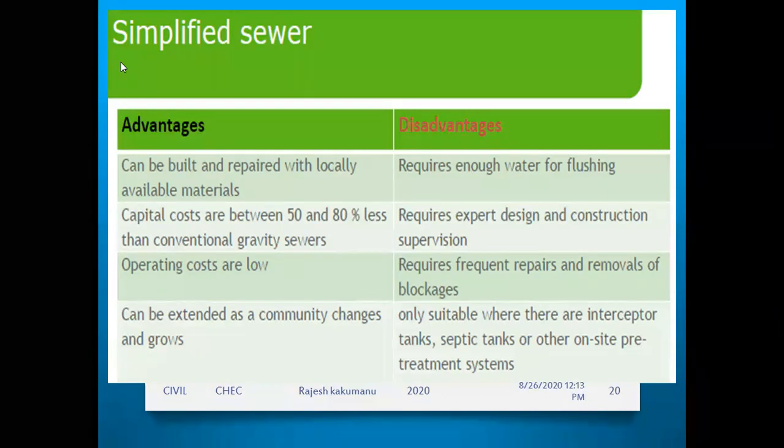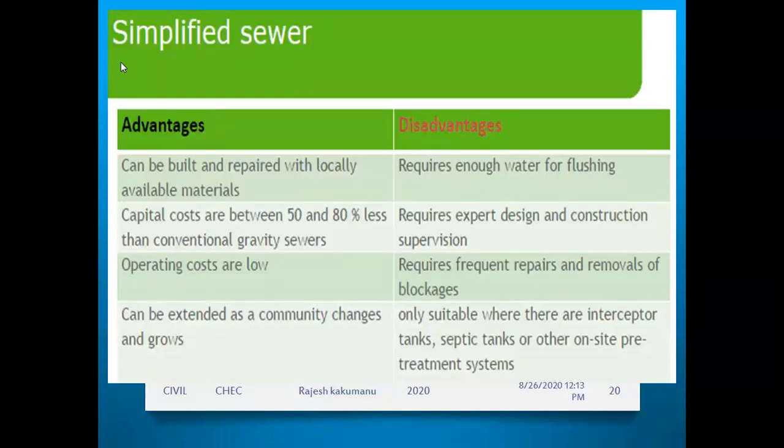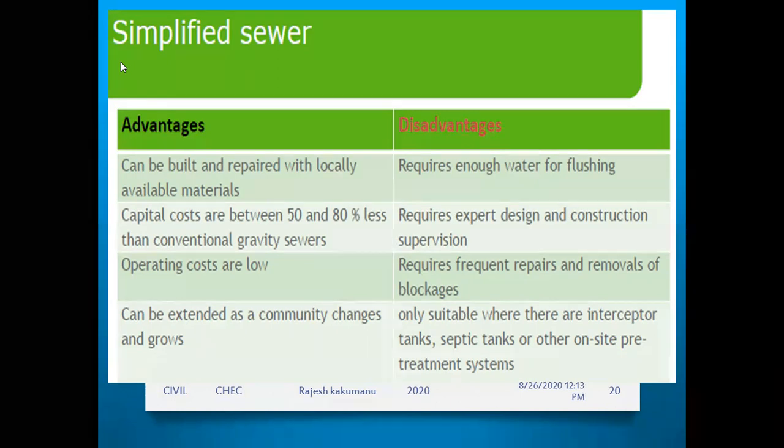It can be extended as the community changes and grows. So the simplified system has good flexibility. What is the flexibility here? Whenever the community changes, whenever the locality increases or grows, generally it increases. So whenever the community changes or grows, rapidly or slowly, it will automatically adjust according to the current situation. It is only suitable where there are interceptor tanks, septic tanks, and other on-site pre-treatment systems.